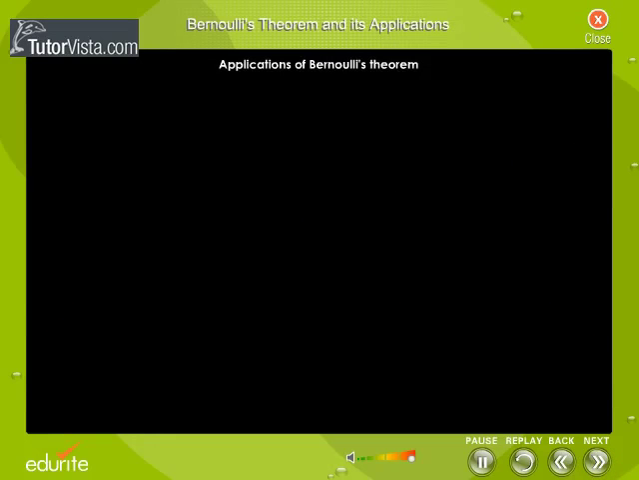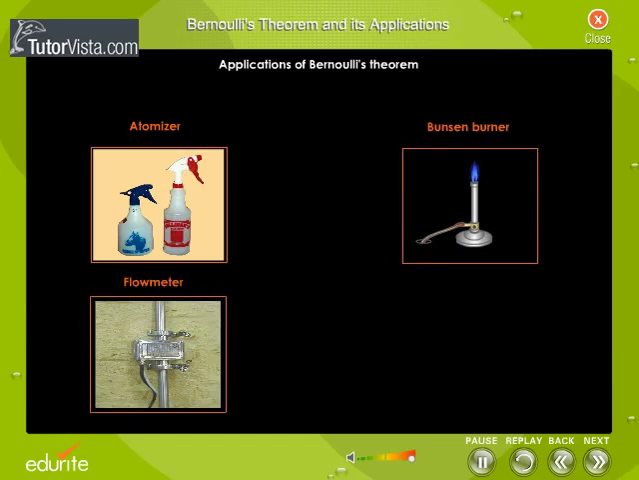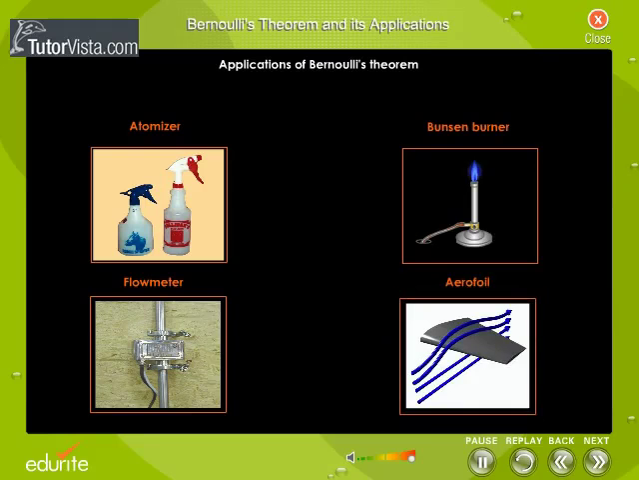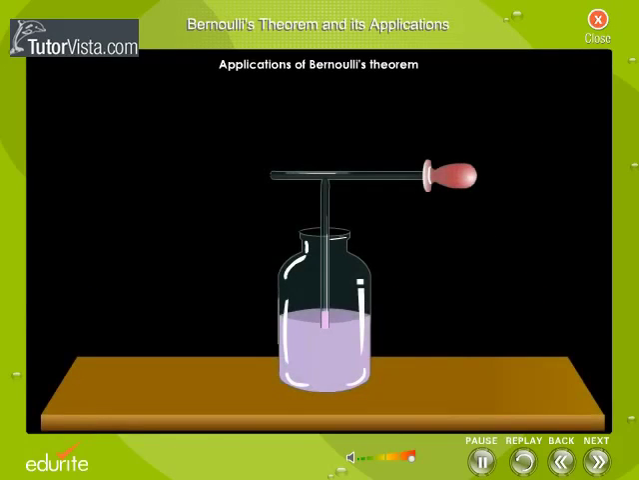Applications of Bernoulli's theorem. The principle underlying the working of the atomizer, Bunsen burner, flow meter and aerofoil is Bernoulli's principle. An atomizer is an instrument used for spraying perfumes and water. The experiment shown here gives the principle underlying the working of an atomizer. Displayed here is the arrangement used in an atomizer.